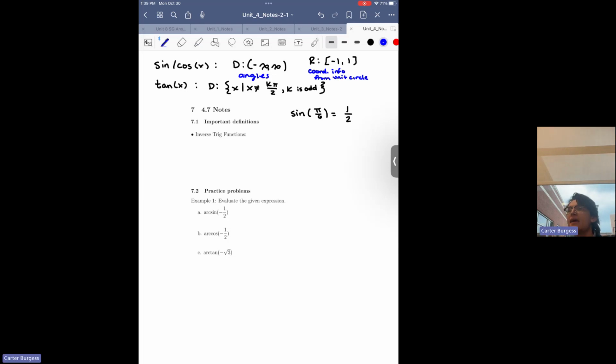These functions were our way of tying together the angle information from the unit circle and transforming it into coordinate information. How do I take the fact that I have rotated by pi over 6 and use that to determine my height, or use that to determine my x distance? Sine, cosine are functions that do that.